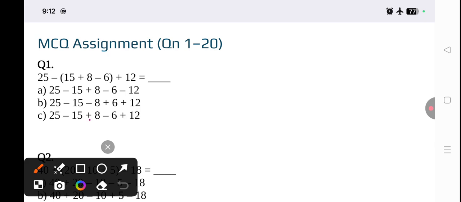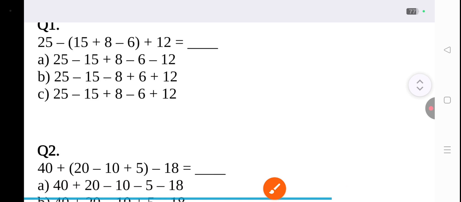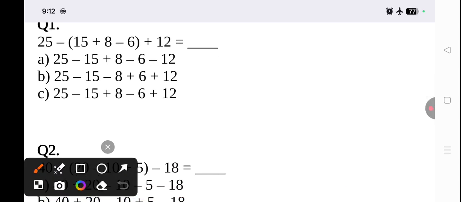So, the basic thing is whenever there is a minus sign outside the bracket, right? If there is a minus sign outside the bracket, when you open the bracket, all the signs of the numbers inside the brackets will be changed. So the first question here is 25.